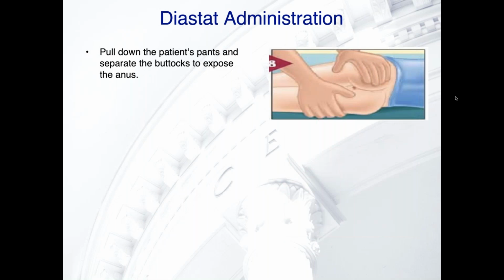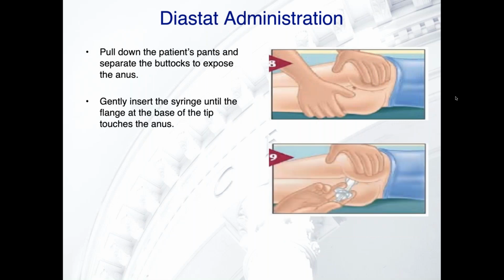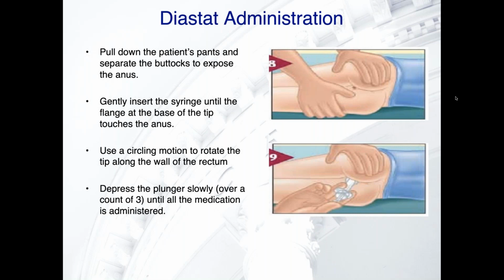Once you've done that, you want to pull the pants down and find the rectum, or I should say find the anus. And then you gently insert the medicine, and notice it only goes in so far as that little flange at the end. I've had some people who got carried away and inserted too far. So it's important not to do that. You then use a little circling motion to kind of clear away any poop from the side walls of the rectum. And then you depress the plunger slowly over about 3 seconds.